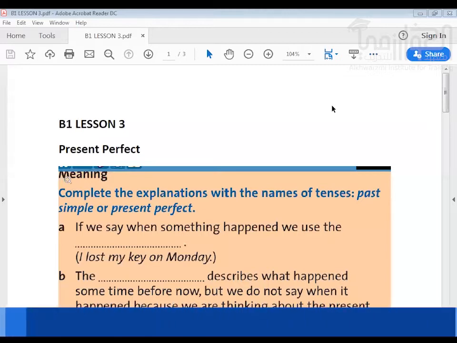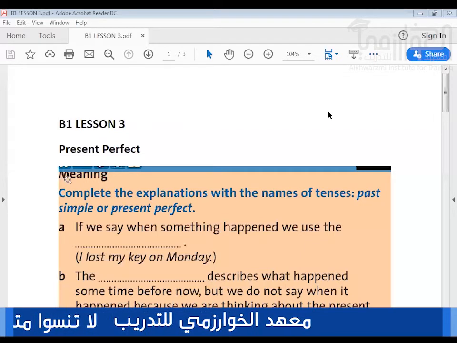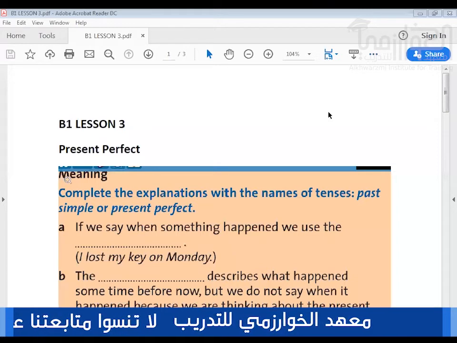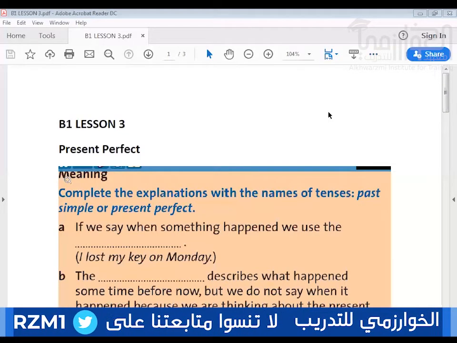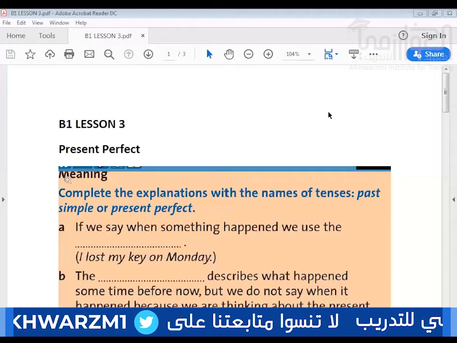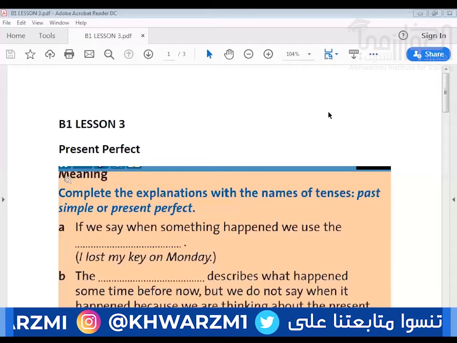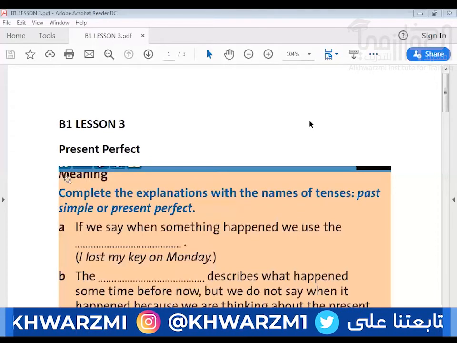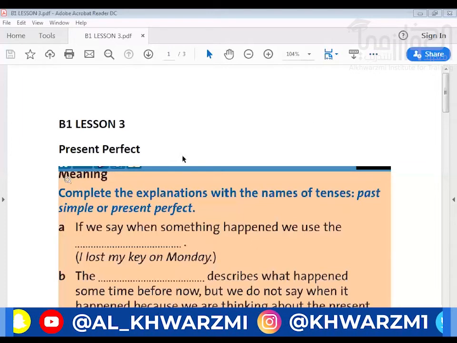And today is lesson 3. Today the goals are to learn how to use the present perfect, that is Mudari Atam. We will also learn something about writing part 2. In writing part 2, you should know that there are 3 points that you must write about. We will look at that also. So let's start with the present perfect.